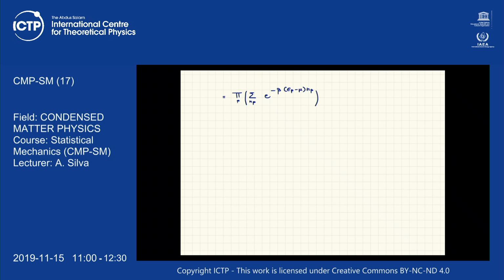So let's do it first for fermions. For fermions, you have that the sum over n_p of e to the minus beta (epsilon_p minus mu) n_p is equal to, well, the sum over n_p equal to 0 or 1, so therefore this is equal to 1 plus e to the minus beta (epsilon_p minus mu).